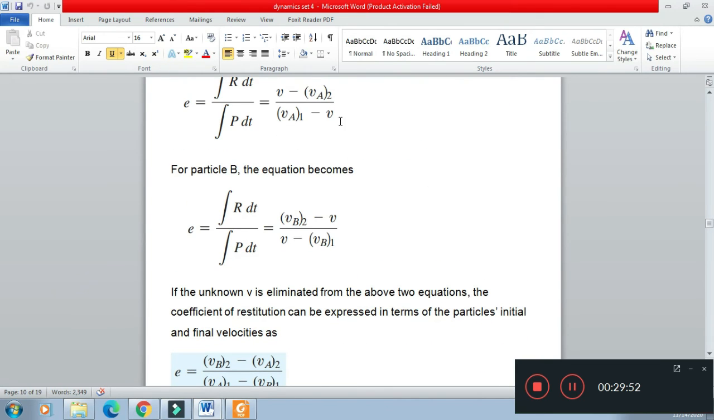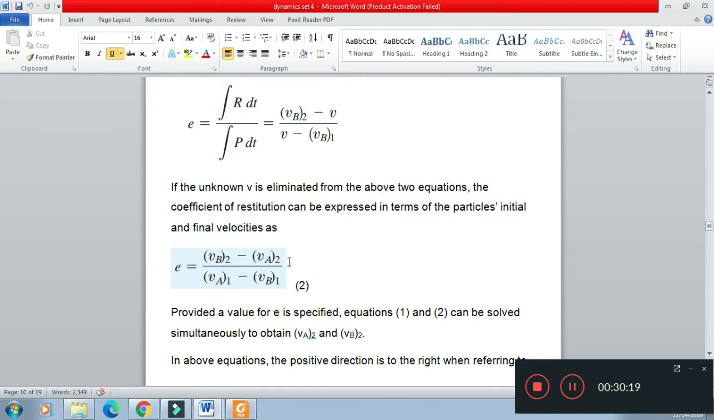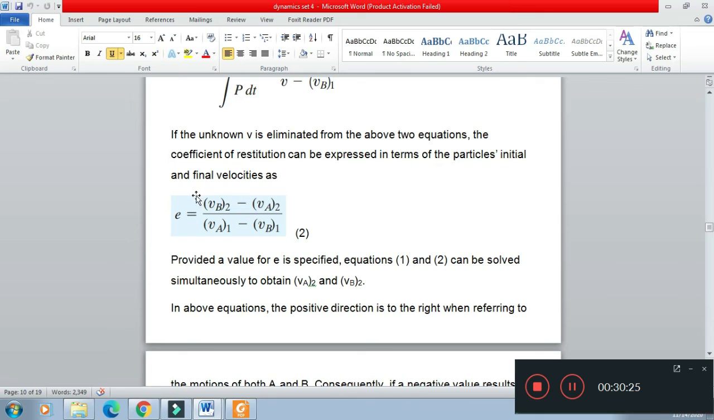So we solve these two equations, we eliminate v, and then we get the coefficient of restitution in terms of initial and final velocities of block A and block B. So this gives a second definition of the coefficient of restitution. One definition is restitution impulse divided by deformation impulse. This is the definition of the coefficient of restitution in terms of velocities, that is, the relative velocity of the two particles final divided by the relative velocity of the two particles initial.